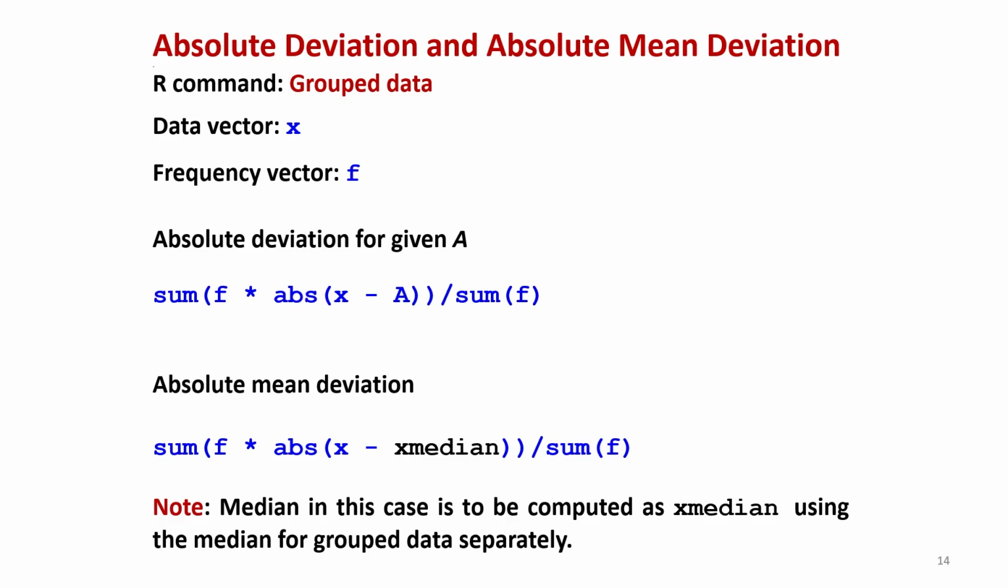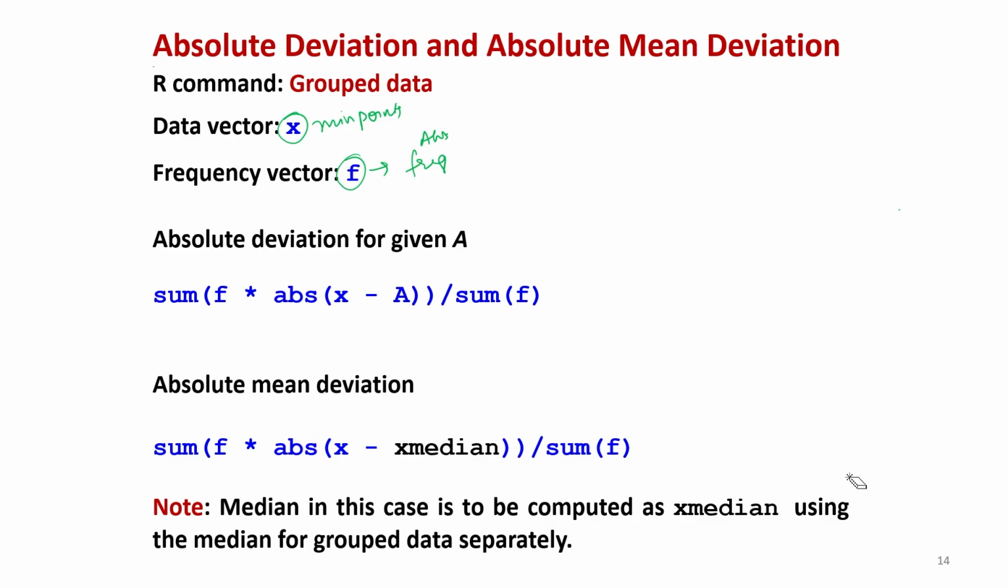So now if I consider the group data, then you can recall from the past that in the case of group data we need two data vectors, x and f. x is the data vector of the midpoints of the class intervals and f is the data vector of the absolute frequencies, right?